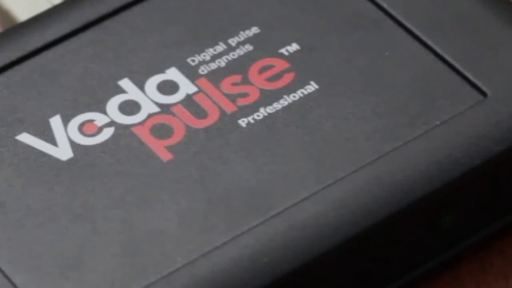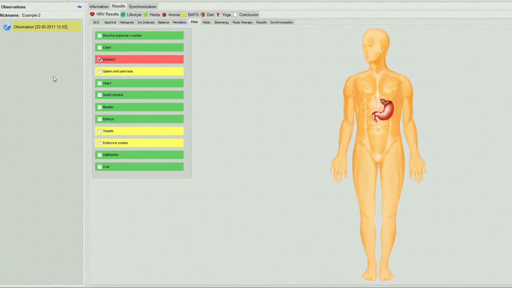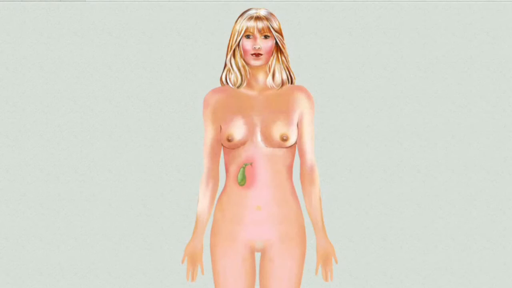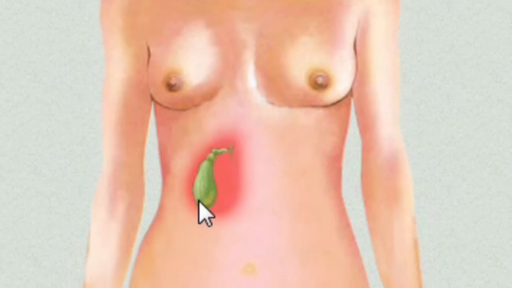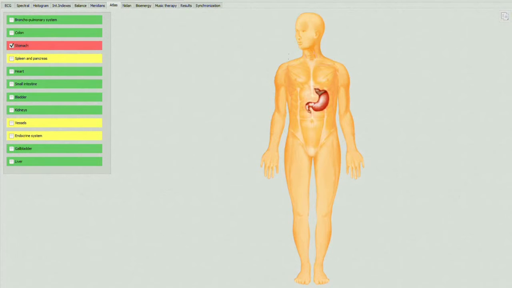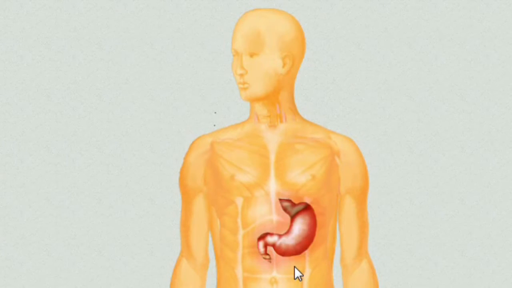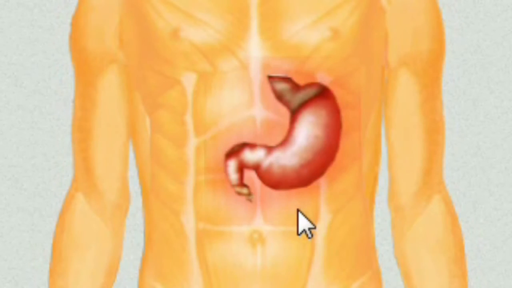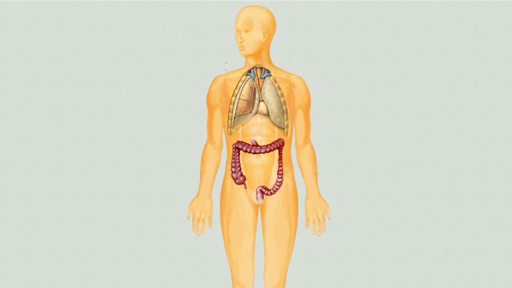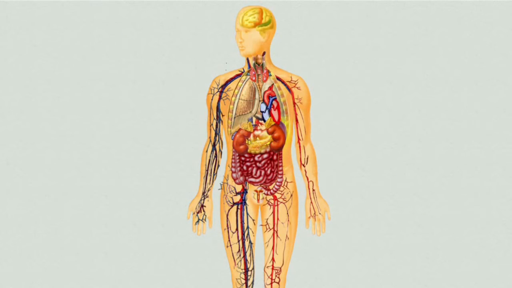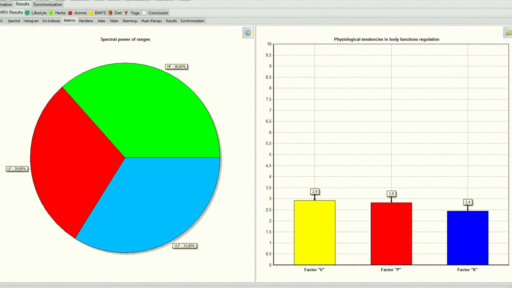Let's skim through the features of the software. This is the tab called Atlas. It demonstrates the functional status of organs and systems. Pay special attention to what is highlighted in red. These organs suffer from functional stress, which can trigger crisis. One of the important features of VedaPulse is the capability to detect functional stress in the organ before visible pathological symptoms can be seen.